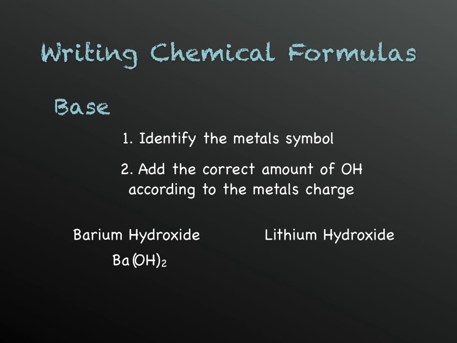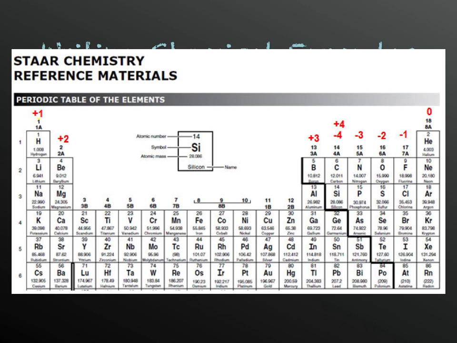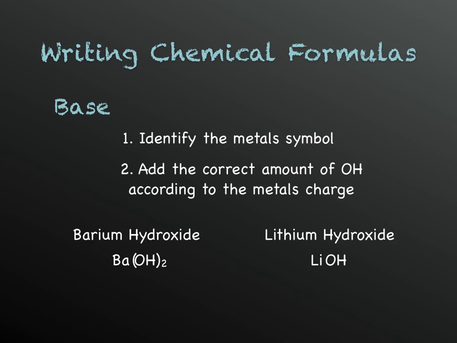Looking at our next example, there's our lithium and then our hydroxide. Go back to our periodic table, find our lithium, and notice that everything in the 1A column has a +1 oxidation number. So our formula is going to be LiOH, 1 for 1, just a 1-1 ratio.